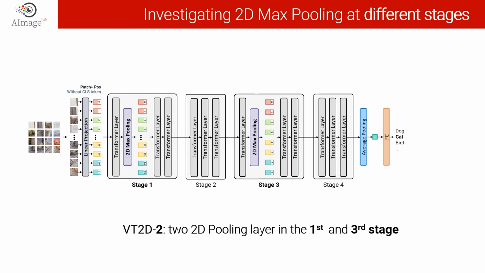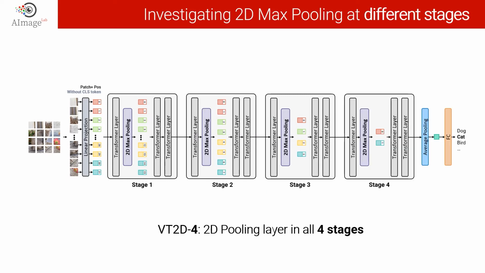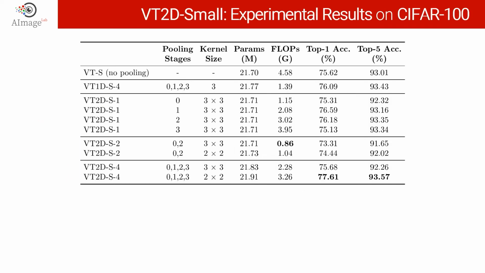We also propose VT2D2, which implements two pooling layers in the first and third stage of the architecture. And finally, we propose VT2D4, which executes the pooling operation in each of the 4 stages of the architecture. In our experiments, we followed the recent literature on ViT-based models and devised 2 model configurations varying the model dimensionality and the number of attention heads, called tiny and small.